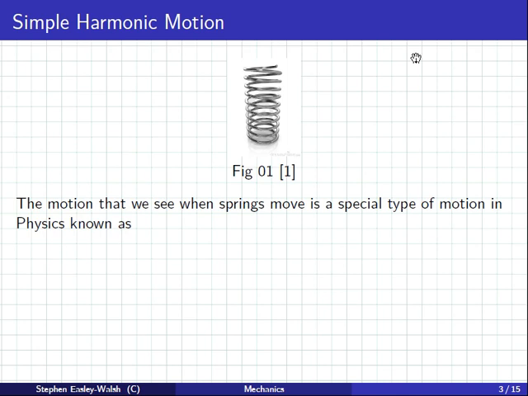The motion that we see when springs move is a special type of motion in physics called simple harmonic motion. So it's motion where it goes up and down like this or back and forth like this. Can anyone think of other examples of motion that's like this?